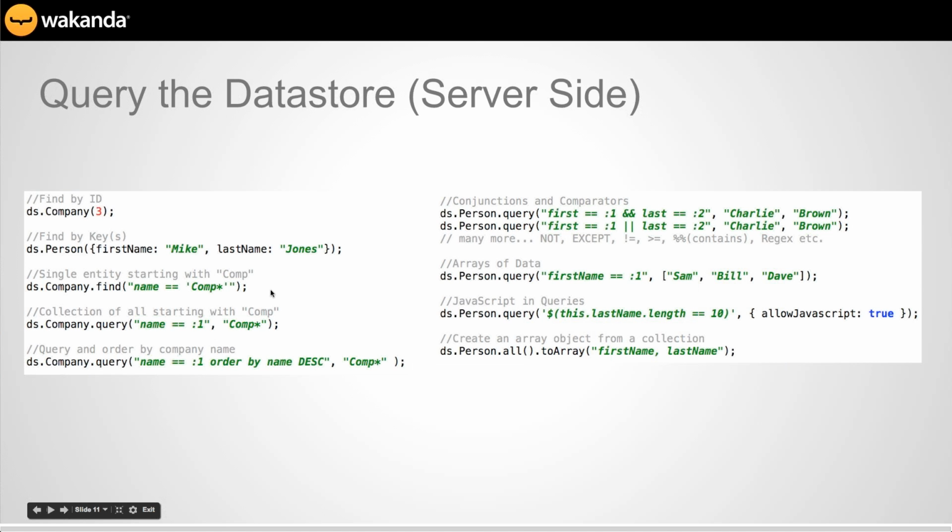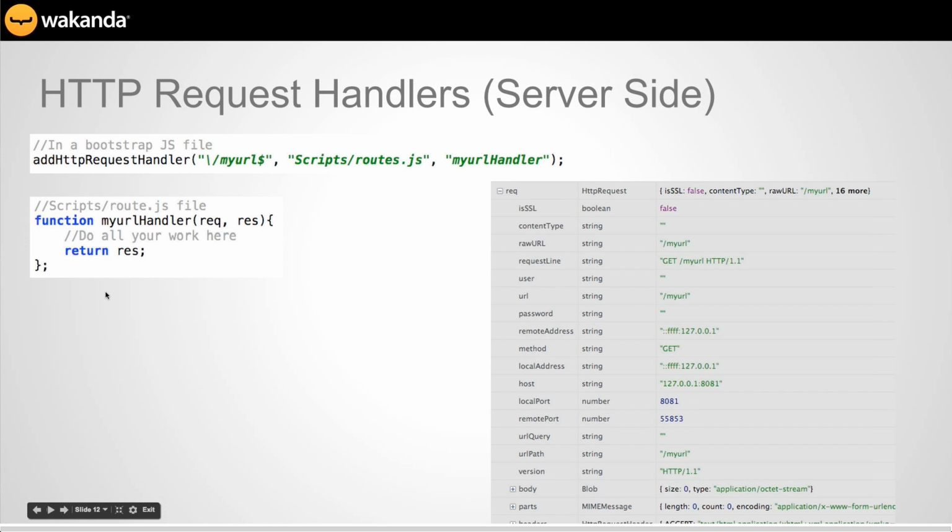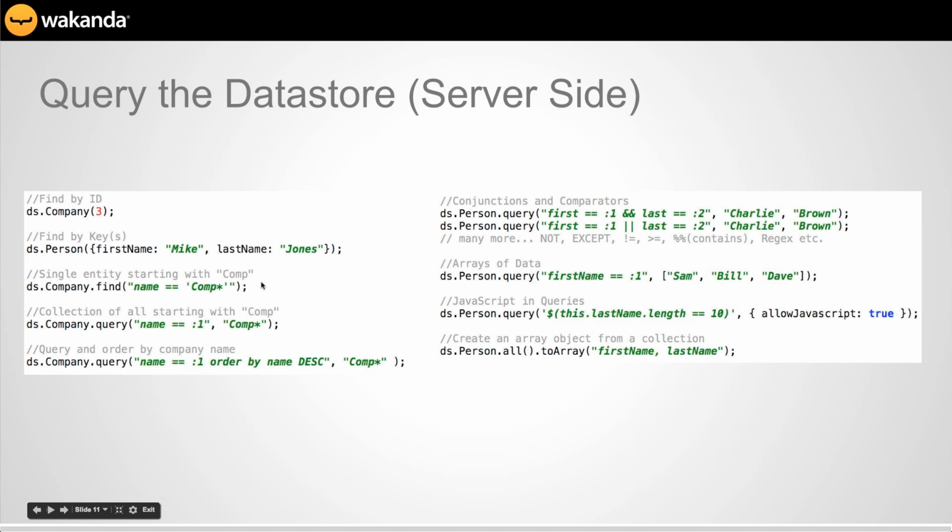Here we would have finding any company that starts with comp. So if you were company 1, company 2, company 3, all of those would match in this find. With a find, it actually brings back the first entity. So find will bring back one single entity, whereas query with the same arguments will bring back a collection, and that's the difference between query and find. We can order by, so here we're doing a query, order by name, descending.